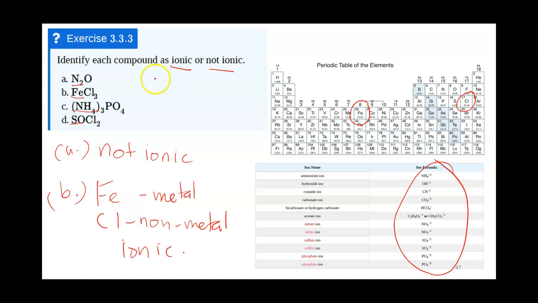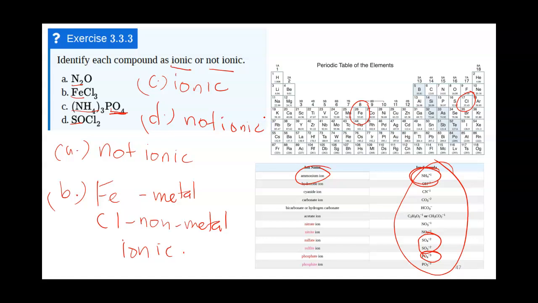Let's head up here for C. NH4, that's the ammonium cation. PO4, that is the phosphate anion. So we have a cation combining with an anion. It must be ionic. And then finally, SOCl2. So let's look for SO. There's no SO that represents a cation, or an anion for that matter. So this must not be ionic.